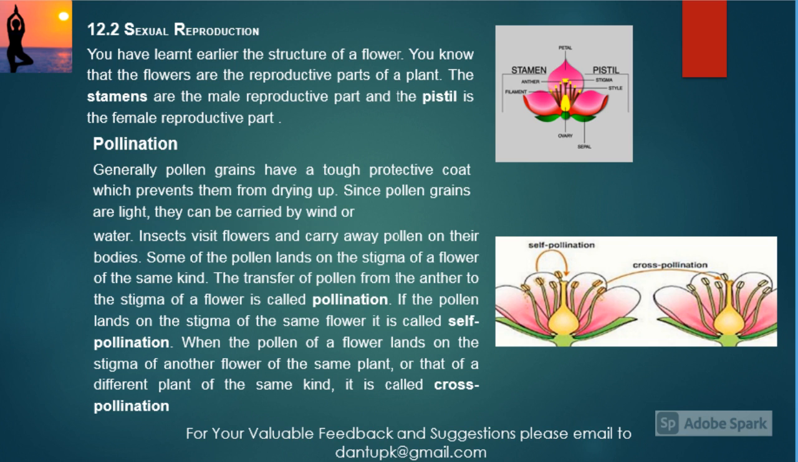Sexual reproduction. You have learned earlier the structure of a flower. You know that the flowers are reproductive parts of a plant. The stamens are the male reproductive part and the pistil is the female reproductive part.